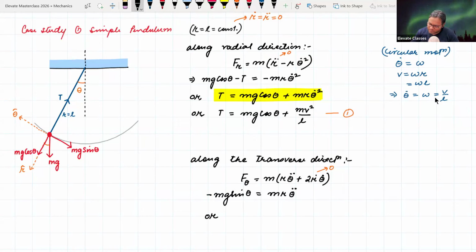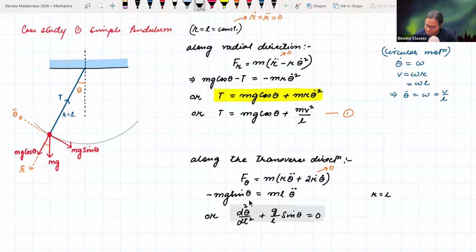This is essentially, R we can write as L, R is equal to L. So this essentially becomes d2 theta upon dt2 is equal to m, and m gets cancelled, और ये plus g upon l sin theta is equal to 0. What is this? This is the equation of motion of the simple pendulum in terms of its angular displacement. That's it. ये simple pendulum का equation of motion है.